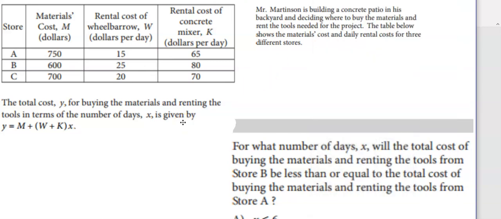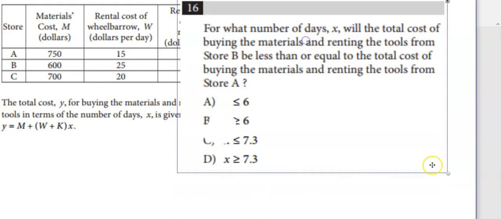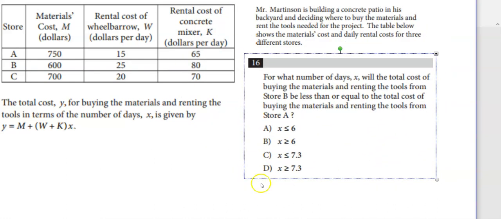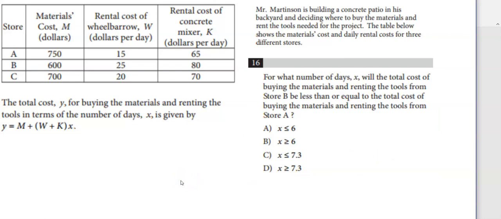So, wow, this is a really long one here. So let's try to get it so you can read this. Okay. So you got this store, it's got this table, it's got an equation right here, which may come in handy. For what number of days X will the total cost of buying the materials and renting the tools from store B be less than or equal to the total cost of buying from store A? So I'd like to find out where those two things are equal. I'm guessing either 6 or 7.3.